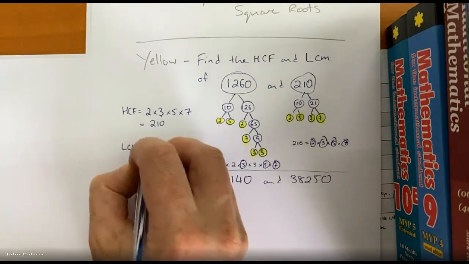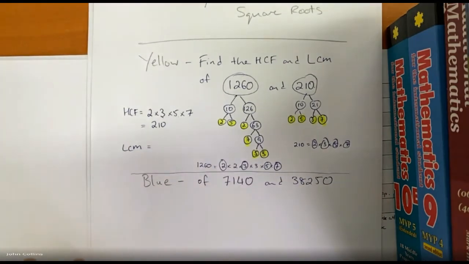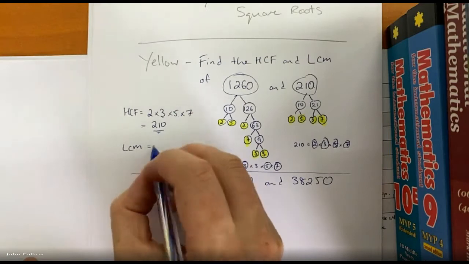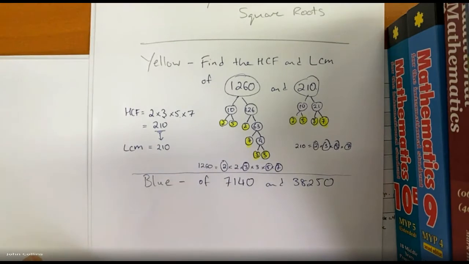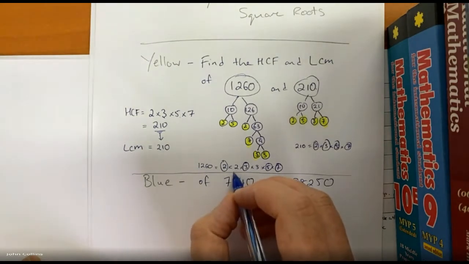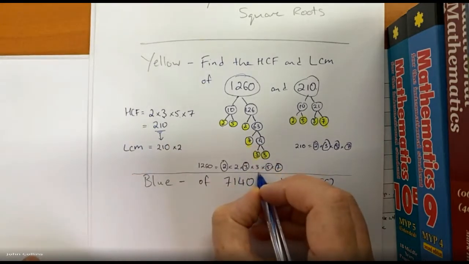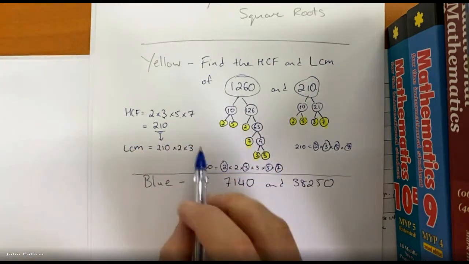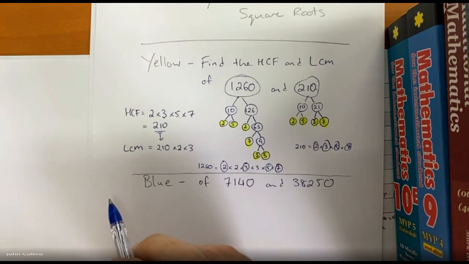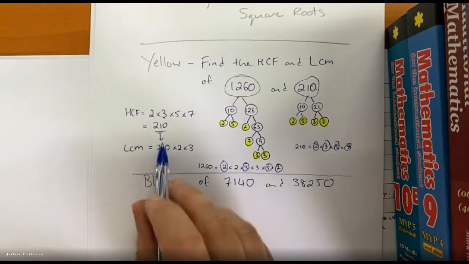Now I do lowest common multiple. Now there's a few numbers left over which I have to use, but I also have to use the highest common factor, 210. The highest common factor is part of the multiple. And multiply then by what's left over. So we have a 2 here that wasn't circled, so multiply by that. And there was a 3 here that wasn't circled. So 2 times 3. Close, because you haven't multiplied it by the highest common factor. So I've got to get 210 multiplied by 2 multiplied by 3. So it's got to use the highest common factor.